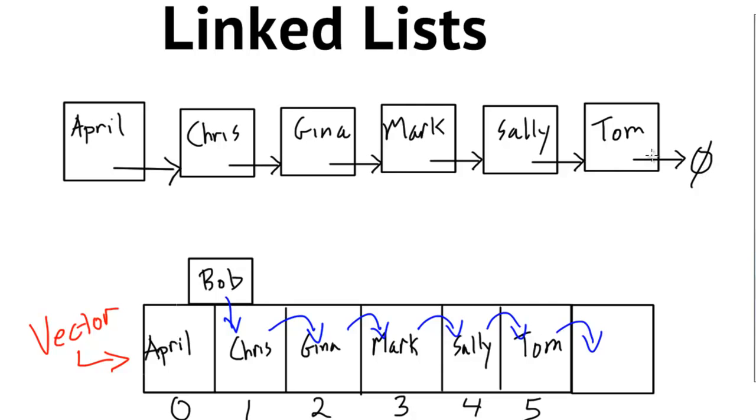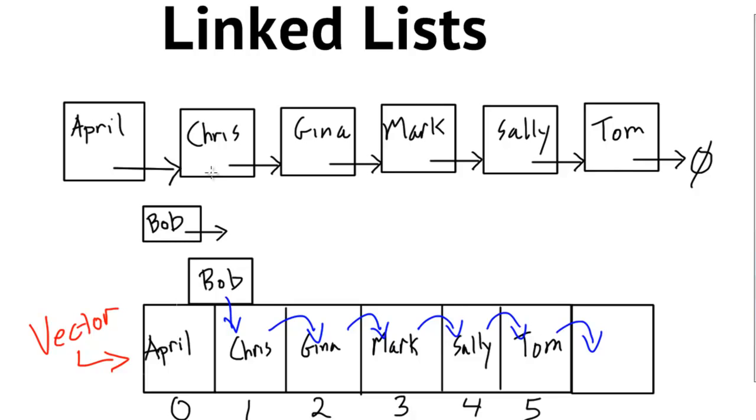So let's take a look at adding Bob to this particular contact list that we have represented with a linked list. I'm going to draw Bob's node down here, and we'll have Bob's link coming out of his node, and we'll have the name Bob associated with it. What's really cool about linked lists is that to get Bob in the correct position, which is between April and Chris, the only thing we have to do is take April's link and point it to Bob, and take Bob's link and point it to Chris. And that's it. That's the only work we have to do.